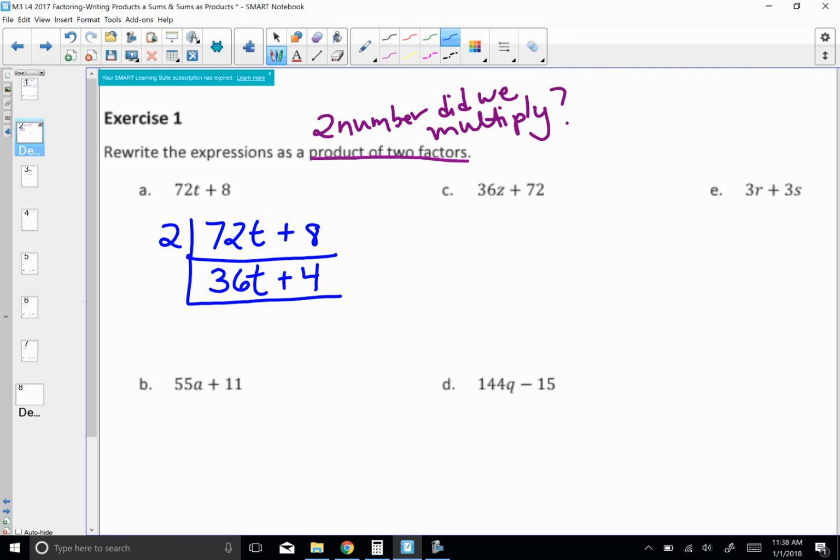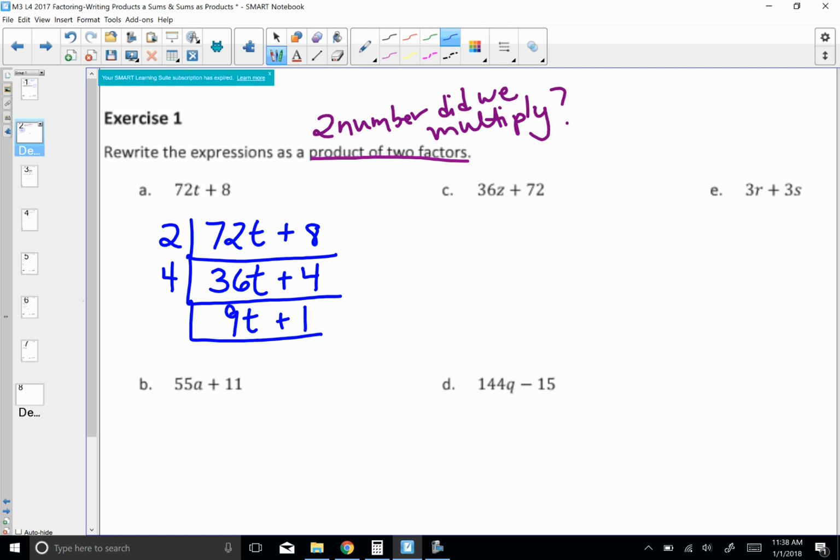Well, hey, wait a minute. I know that 4 times 9 is 36. So what if I take a 4 out? 36 divided by 4 is 9, and that guy's got his t, plus 4 divided by 4 is 1. There's the third layer of the cake. 1 and 9 don't share any more factors except 1.